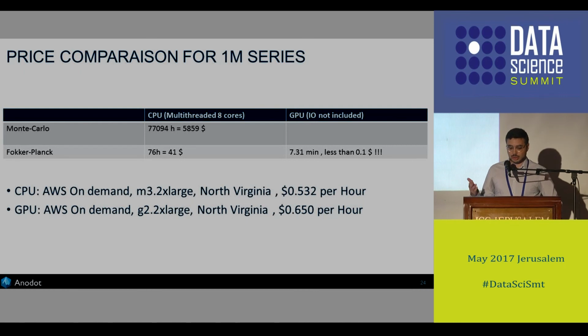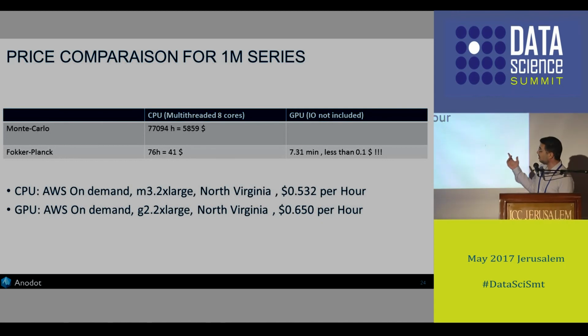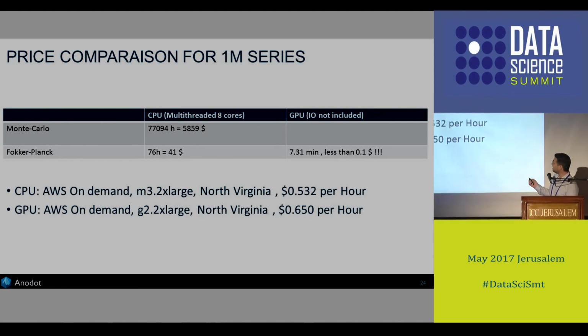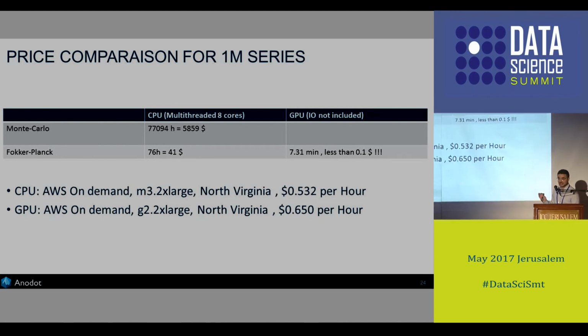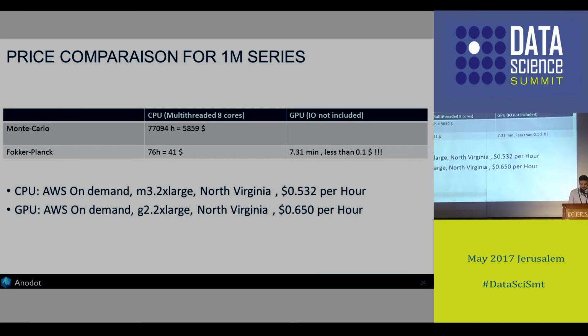So I also put in some price comparison. As we can see, this is the price based on Amazon. We transform something which is very, very expensive into something almost free. This is less than $1. Of course, it doesn't include the cost of I/O.